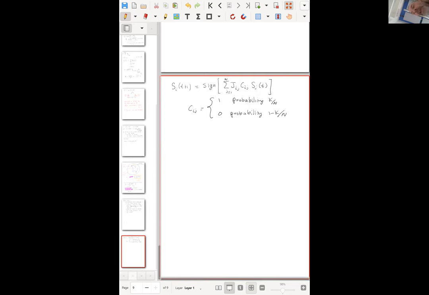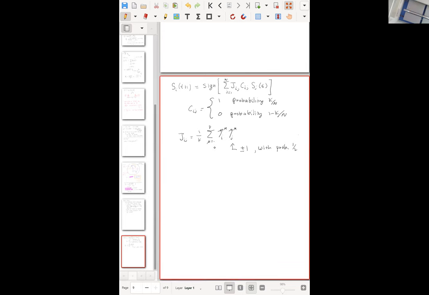And we're going to let J_ij be a little bit different. We're just going to scale it. So J_ij is equal to 1 over K, the sum on mu, again from 1 to P, of eta_i mu eta_j mu. And again, these are plus or minus 1 with probability 1/2. So the J is pretty much the same. We scaled it by 1 over K. It doesn't really matter because we're taking the sign, but it just makes things convenient.